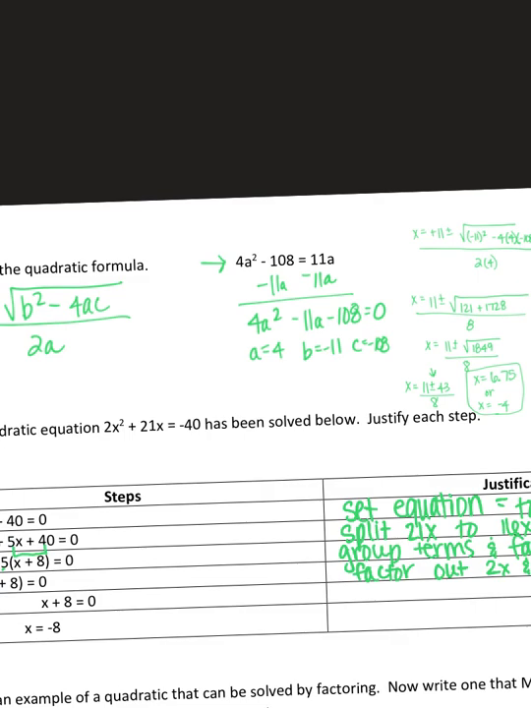Okay, and now we're going to solve it. So we're going to set up the zero product property. So set each binomial, so the 2x plus 5 is a binomial and the x plus 8 is a binomial, so set each binomial equal to 0, and that's using the zero product property.